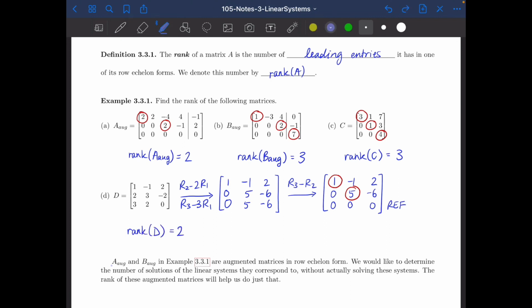Now, A aug and B aug in example 3.3.1 are augmented matrices in row echelon form. We would like to determine the number of solutions of the linear systems they correspond to, without actually solving these systems. We will see that the rank of these augmented matrices will help us do just that.